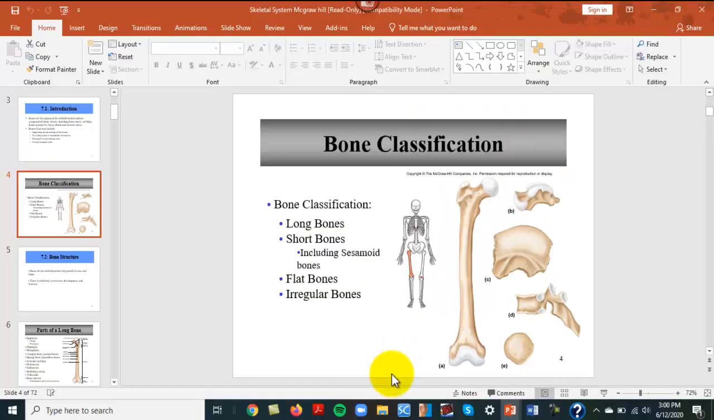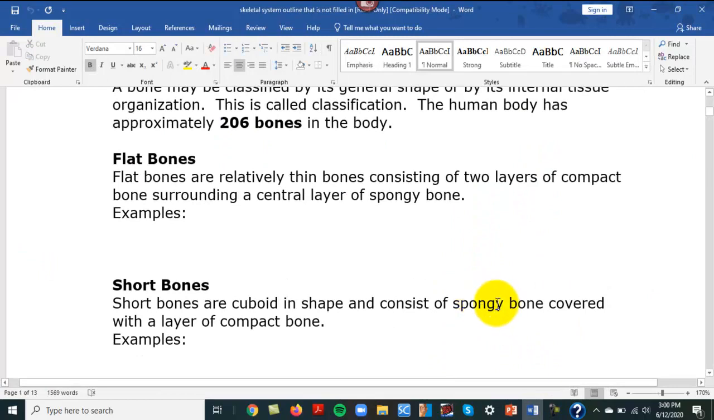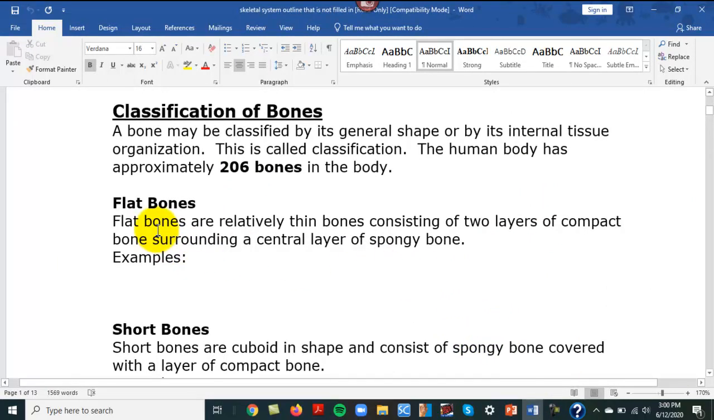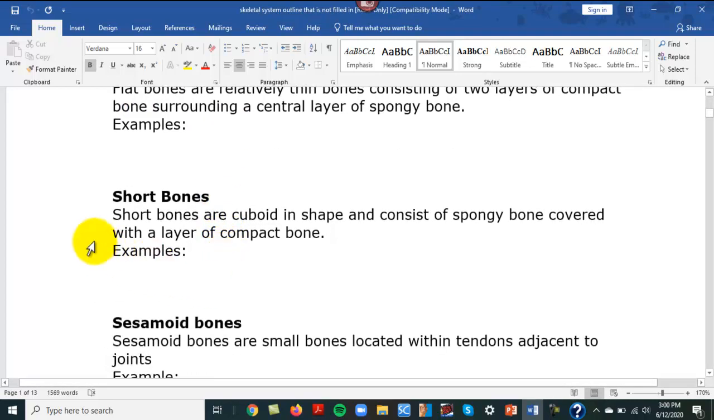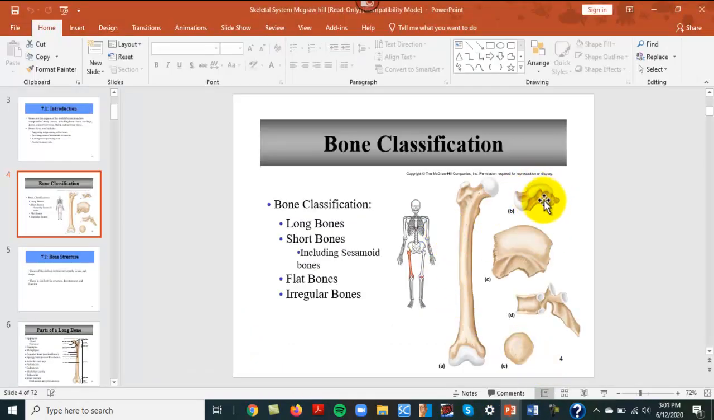So to give you some examples, and if you watch this video and want to write these down, that's fine. But flat bones: the scapula is considered a flat bone, the bones of the skull, and ribs are considered flat bones as well. Short bones would be carpals and tarsals. Wrist bones are carpals. Tarsals are ankle bones, and that's what that one there is, a short bone.